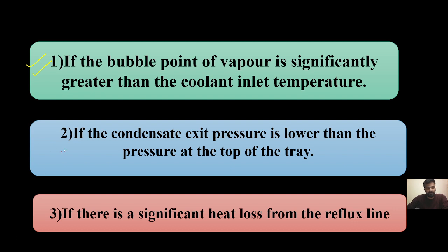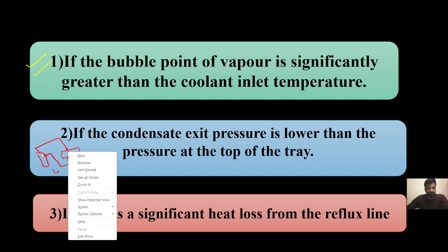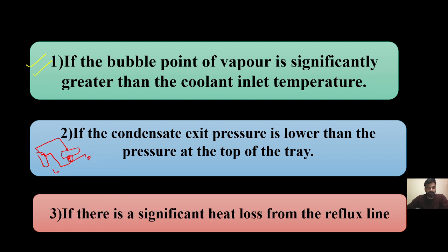If this is our condenser, and here is our distillation column, the vapor comes to the condenser, and from there it goes back. So here this will be L naught. If the condenser exit pressure is lower than the pressure at the top of the tray, then in that condition the reflux will be subcooled reflux.